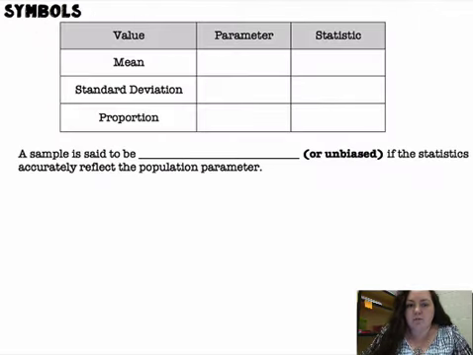All right, so some of the symbols we use if we're talking about the parameters, which is the actual value of the population. We have the mean is mu, the standard deviation is sigma, the proportion we'll call p. And then for our statistic, our sample mean is x bar, our sample standard deviation is s of x, and our proportion we'll say is p hat.